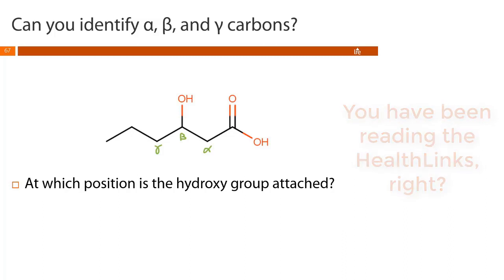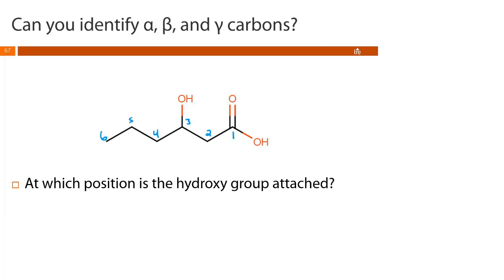So I want you to go ahead and answer one more question for me. So go ahead and pause this video and see if you can give me a name for this molecule. Okay, so we'll start by numbering our chain. So a 6-carbon carboxylic acid would be hexanoic acid. And this time we're going to treat the OH as a substituent. So we have a hydroxy substituent at position 3. So this molecule would be 3-hydroxyhexanoic acid.